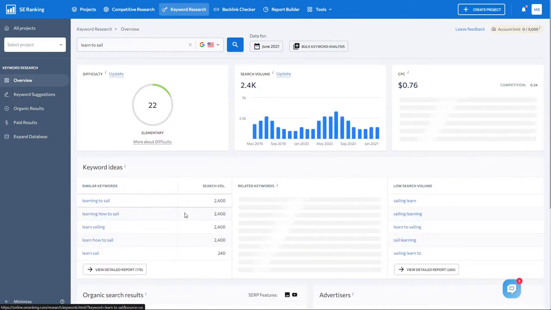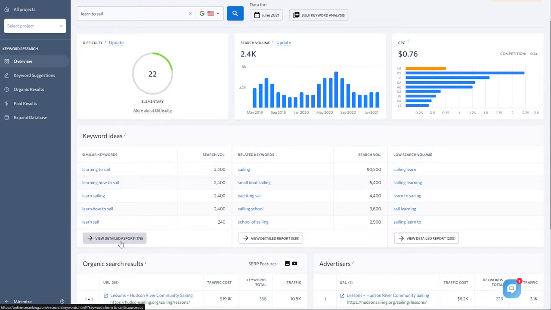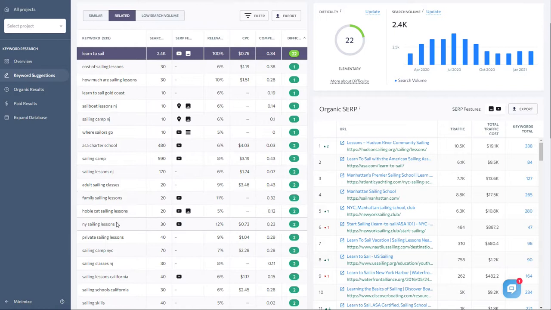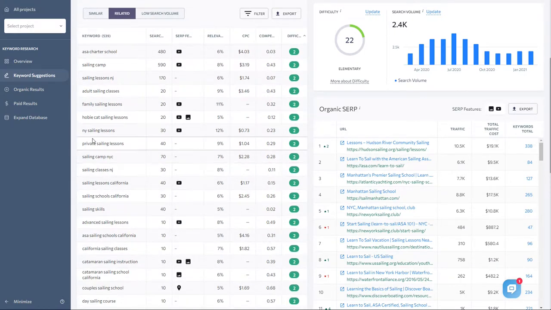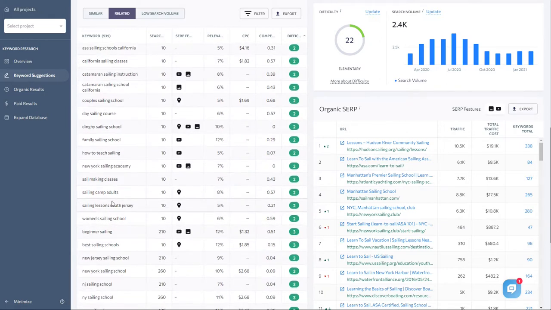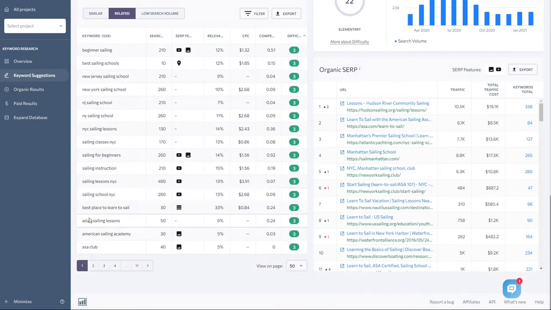We have got 178, but then we've got related keywords, which are 539. So we definitely got more ideas here, haven't we? Of course, related keywords might not be so closely linked with the phrase, but it still looks pretty good. Family sailing school, sail making classes, a bit different. Adult sailing lessons, American Sailing Academy.